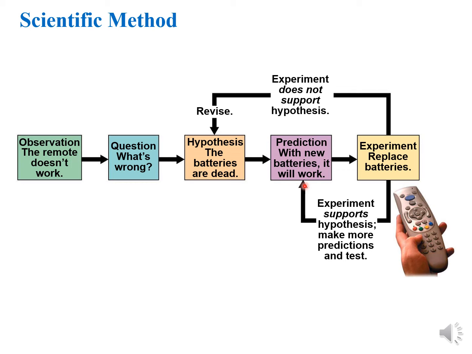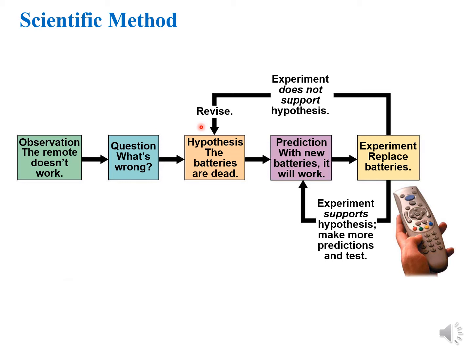If it doesn't, as I said, that's absolutely okay because a hypothesis could be incorrect. Then you're just going to revise your hypothesis. You're going to have to think of something else other than the batteries. So what else could it be other than the batteries that's causing your remote not to work? So you will think of something else and you will go ahead and try to design a new experiment to see whether your hypothesis is supported or not.